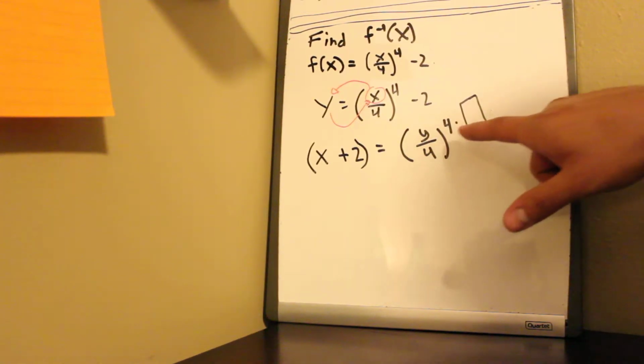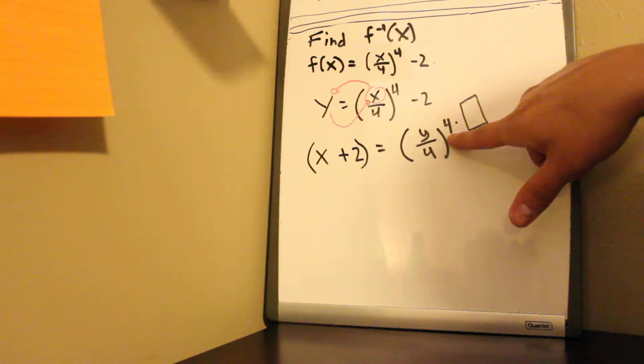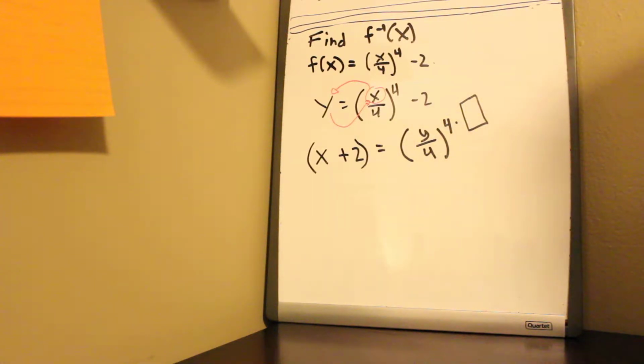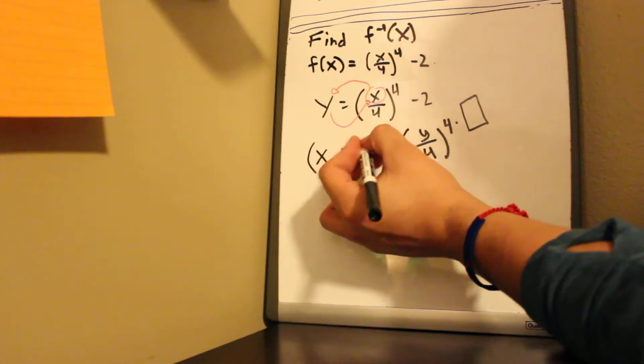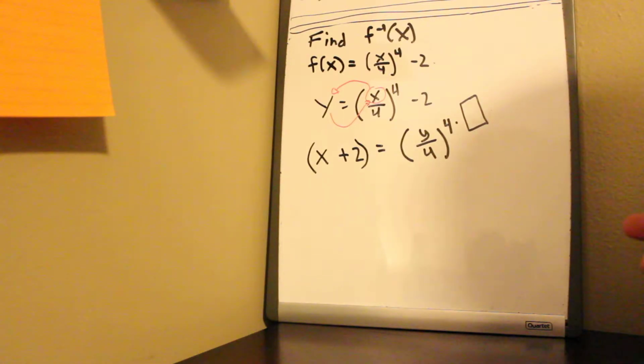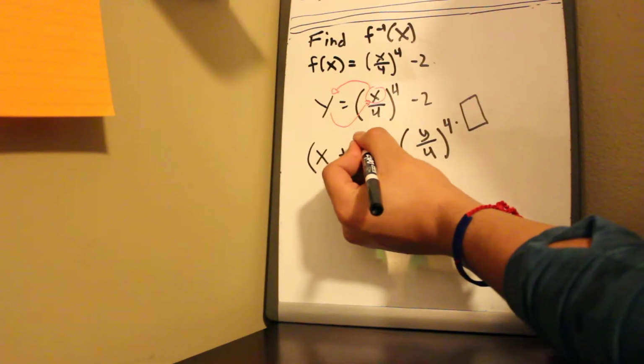I want to be able to undo this exponent of 4. And over here, we don't have to write it, but essentially over here we have a 1 right there.